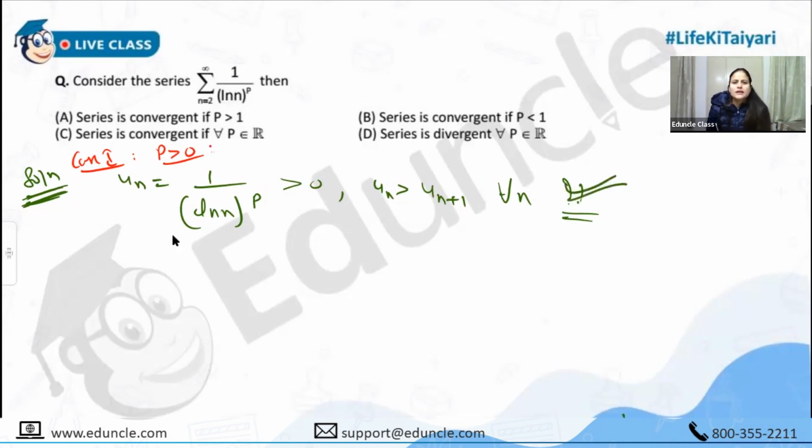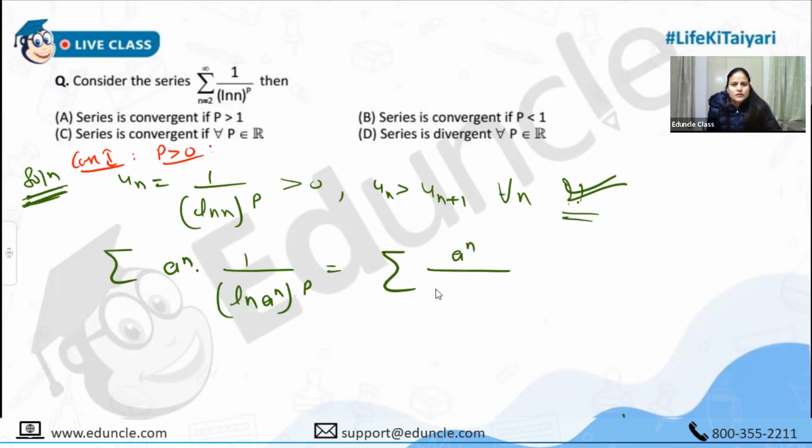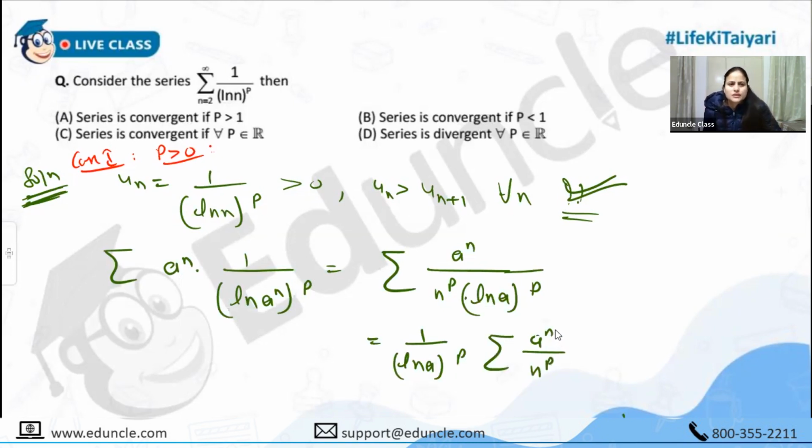So I can apply Cauchy's condensation test here. I'll consider the series a raised to n times 1 upon ln of a raised to n to the power p, that is, the series a raised to n upon n raised to p ln a to the power p. Now here 1 upon ln a to the power p is a constant, I can take it outside, and I get summation a raised to n upon n raised to p. Okay, so we know in Cauchy's condensation test my given series and this considered series both converge and diverge simultaneously. Correct? So now let us check the convergence of this series.